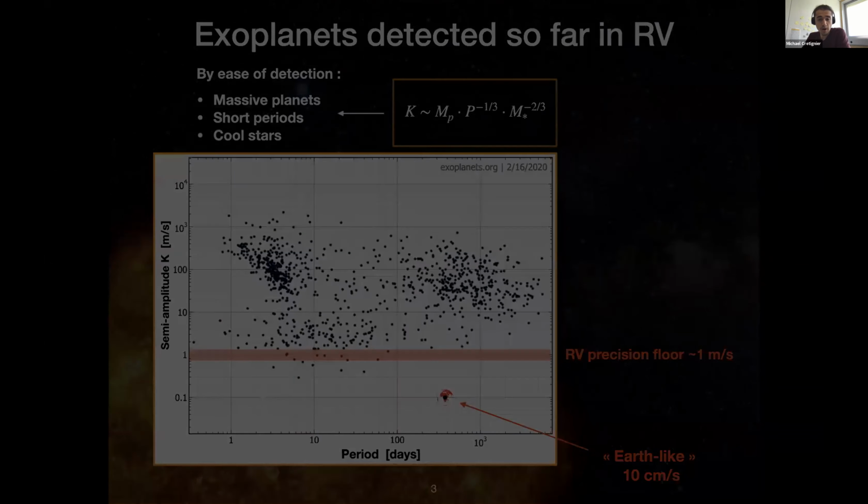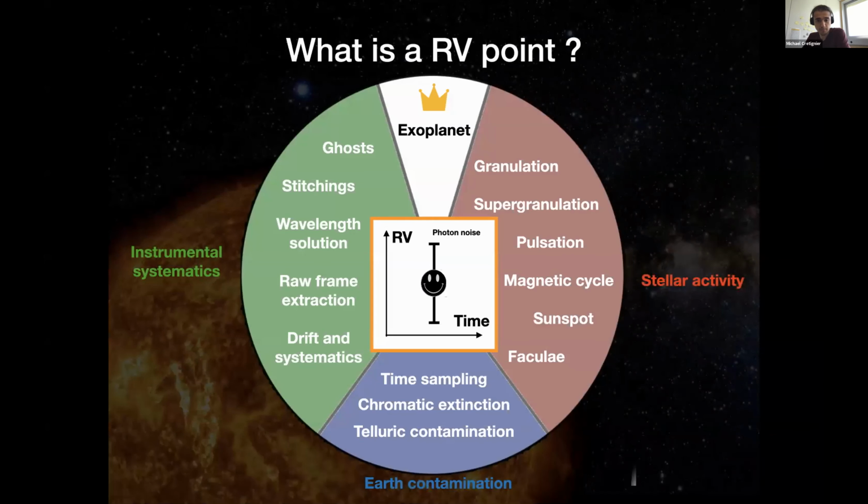If you want to understand why it is so hard to discover those planets below 1 meter per second, you have first to go back to what a radial velocity point is. In fact, you have 4 components in a radial velocity point: the exoplanet that you try to detect, and 3 contaminations at least. On one hand, you have the instrumental systematics.